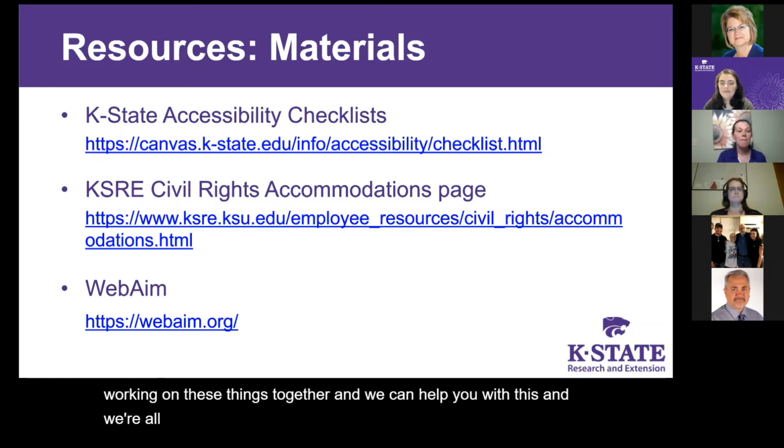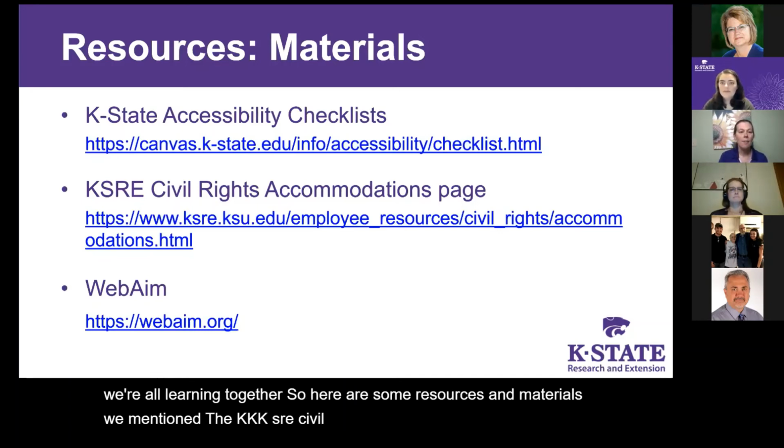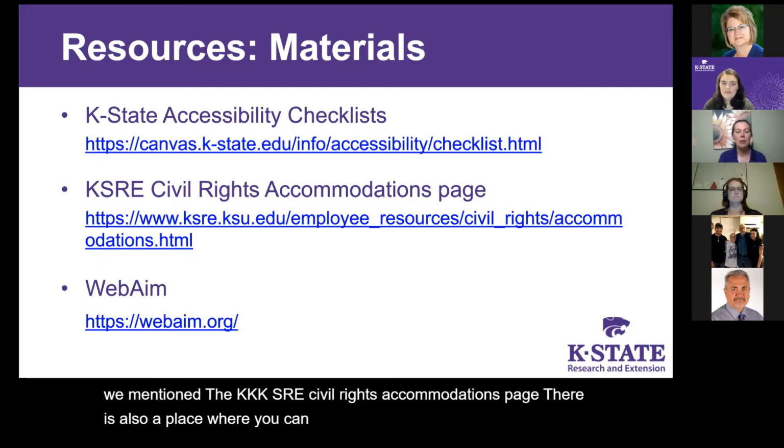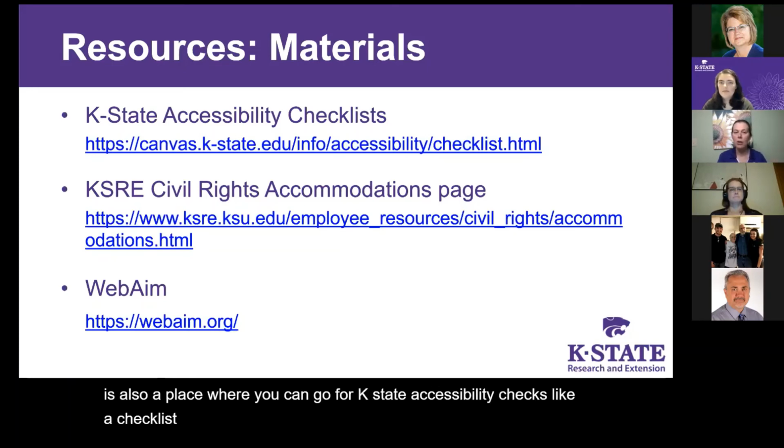So here are some resources and materials. We've mentioned the KSRE Civil Rights Accommodations page. There is also a place where you can go for K-State accessibility checks, like a checklist of different things you can do to make your program more accessible.